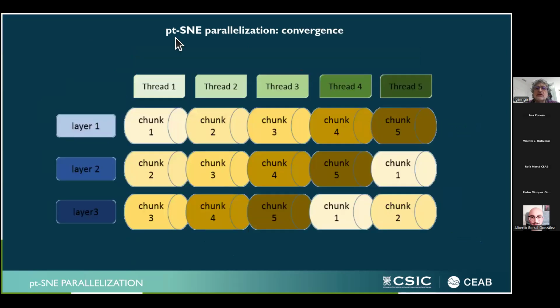And the key to convergence is that when we chunk the data set, we do not send one chunk to each thread, but we make the threads share some chunks. This generates a link between all the threads that is what allows the whole process to converge to a global solution.